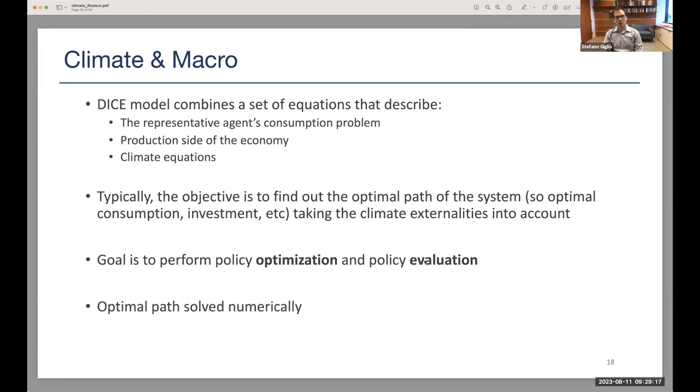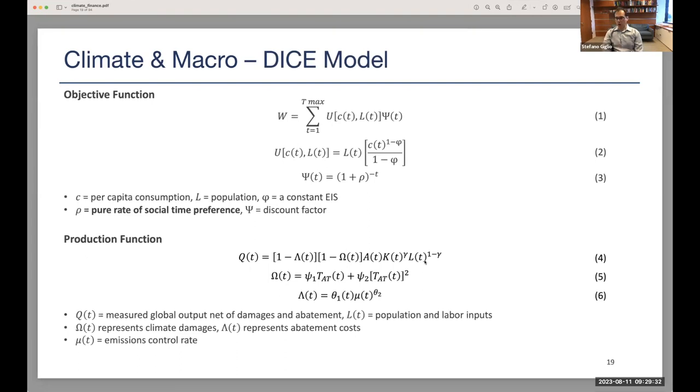Gotcha. Thanks. To be clear, these models are not actually meshed to actual consumption, because they are mostly used for policy evaluation, and we don't really know what consumption is going to be in the future anyway. So I'm not going to go through all the equations. I'm going to give you the big picture view of these models.